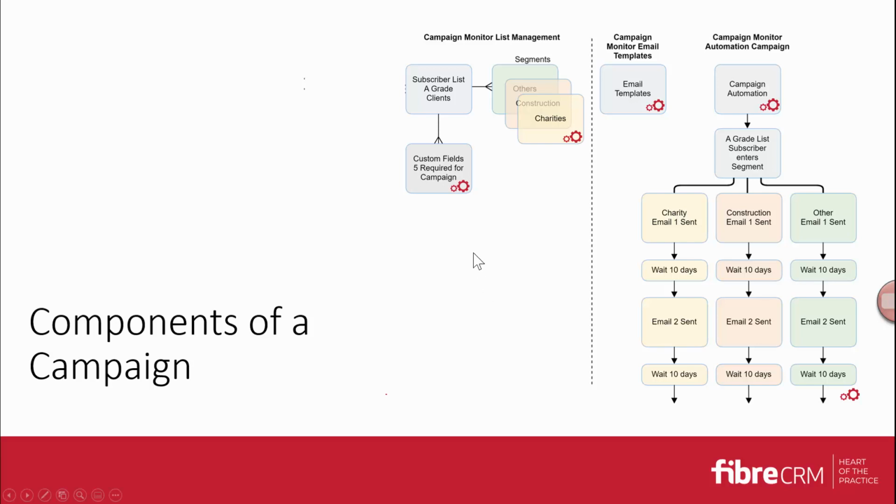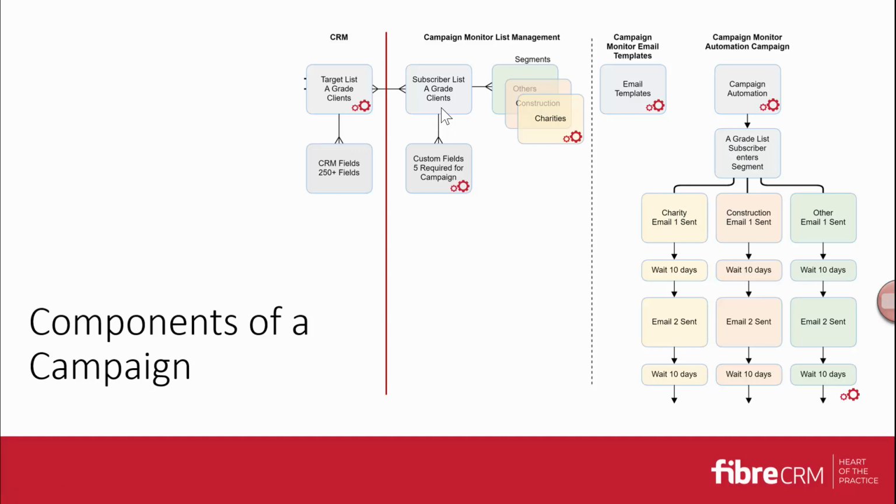But this list in Campaign Monitor needs to be fed from the CRM. So we're going to build a target list in the CRM, and we're going to synchronize that over to Campaign Monitor. Now within the CRM, you've got hundreds of custom fields. Some of those fields are not going to be relevant. Most of those fields won't be relevant for this particular campaign.